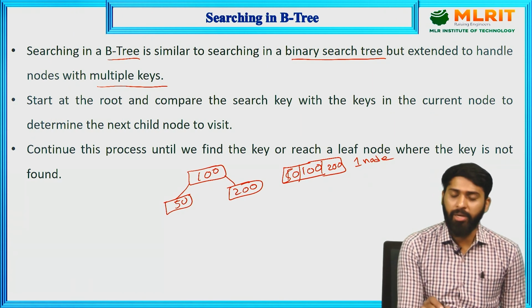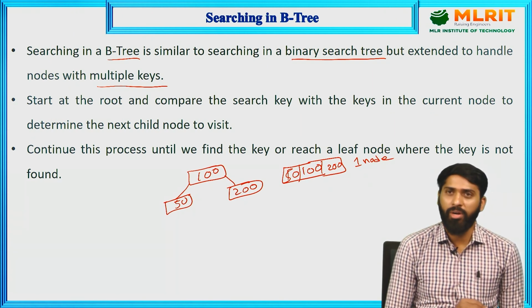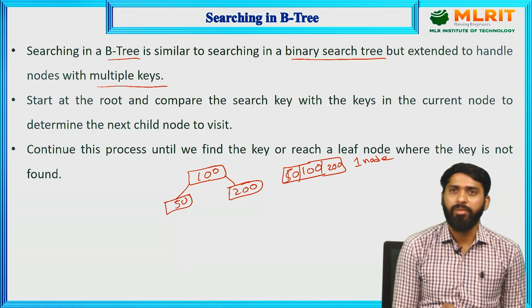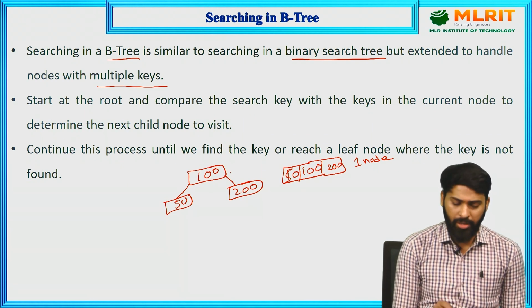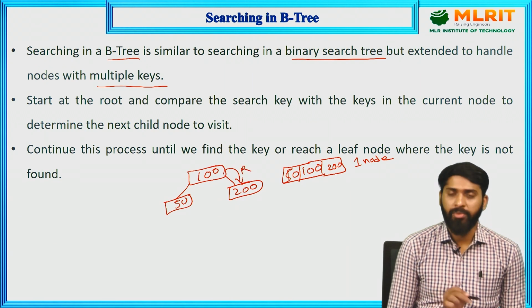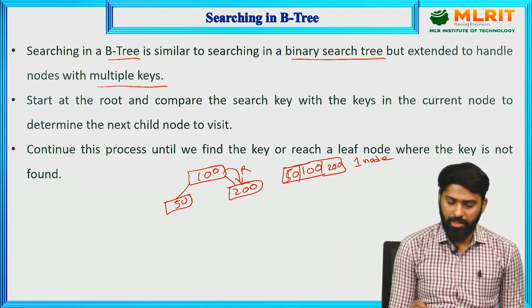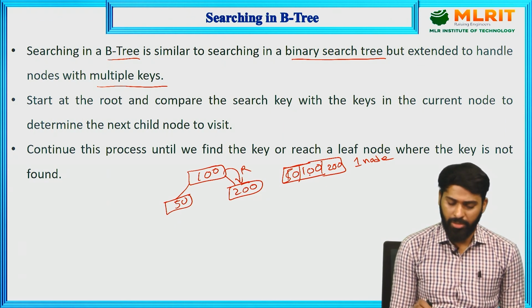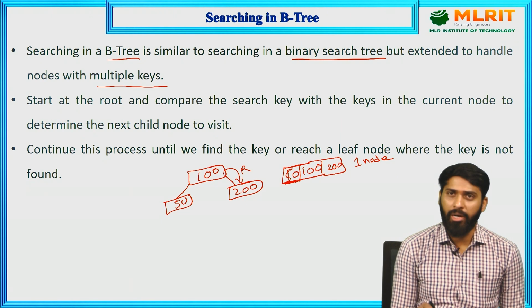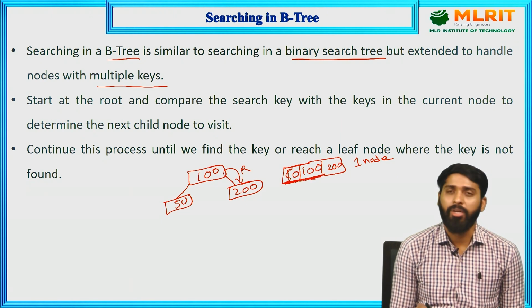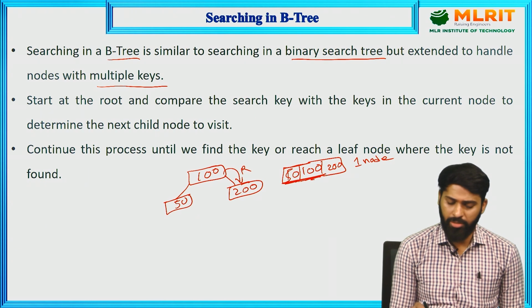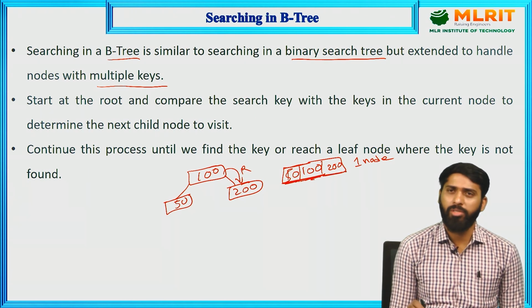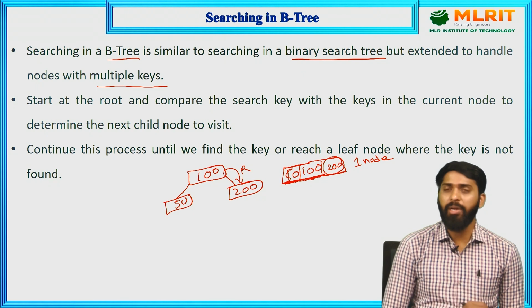In a binary search tree, to search element 200, we compare 200 with 100. Now, 200 is greater than 100, so we traverse to the right. In a B tree, the searching is similar, but here we store multiple keys. If the searching element is 200, then we compare 200 with 50. 200 is greater than 50, so we move on. 200 is greater than 100, so we search the next element. 200 equals 200, so the element is found.